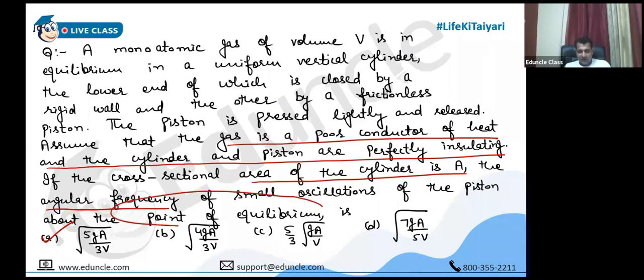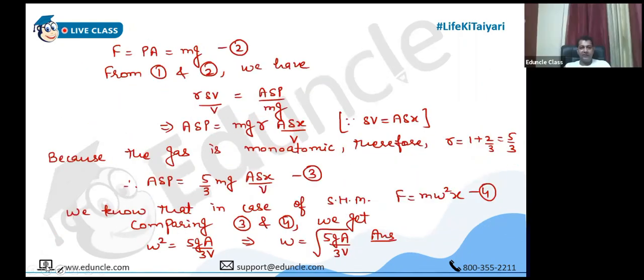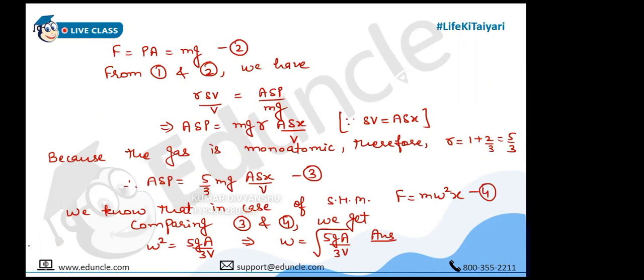It is given. See, about the point of equilibrium. And at the point of equilibrium, both the forces are balanced. Na? The weight of the piston and the pressure exerted by gas, both are balanced. So that's why I have taken this one. Clear now?